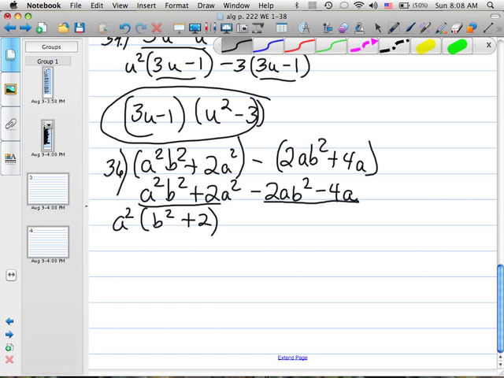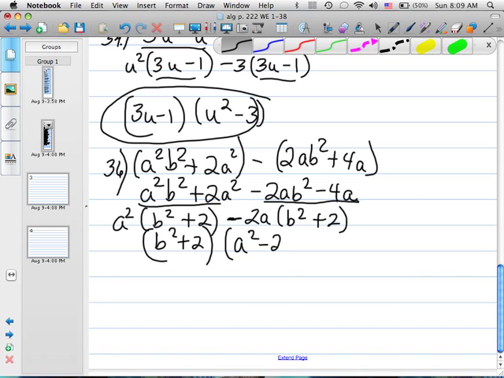The signs are opposite, so we need to take out a negative 2a, and that leaves us b squared plus 2. And I can check that's negative 2ab squared minus 4a. So our factors are b squared plus 2 and a squared minus 2a. Now we're done if everything's completely factored. I don't have anything left that I can pull out, however I do.